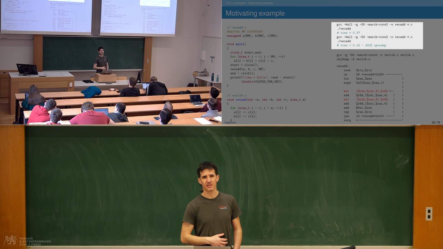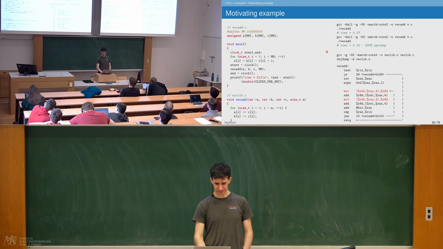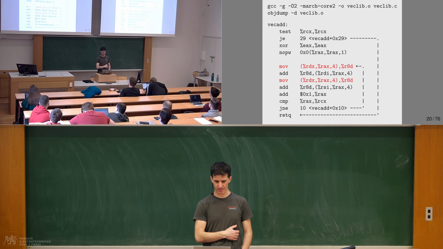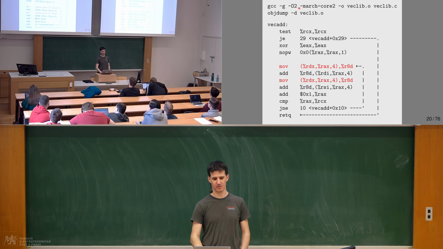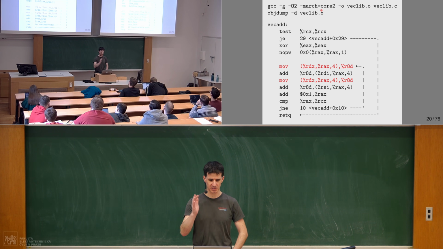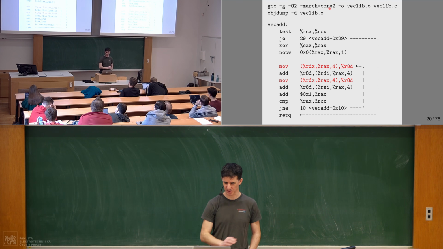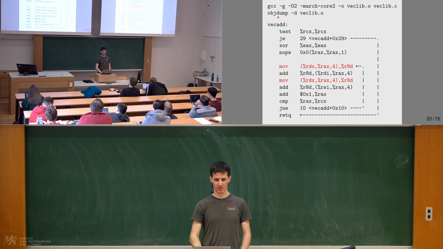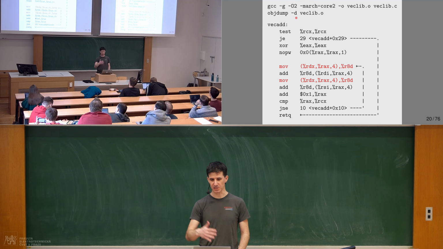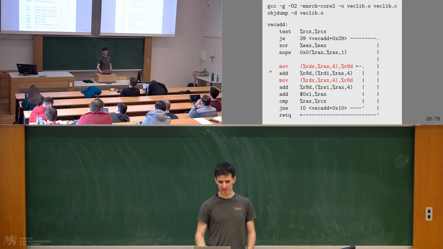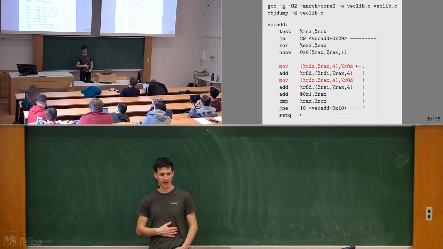Look at the generated code. If you compile this code with optimizations for some specific CPU, this was the CPU which I had in the past, nowadays you would use something more modern, and you run objdump -d or some disassemble command, whatever you want, you will see the instructions of the vector add function.